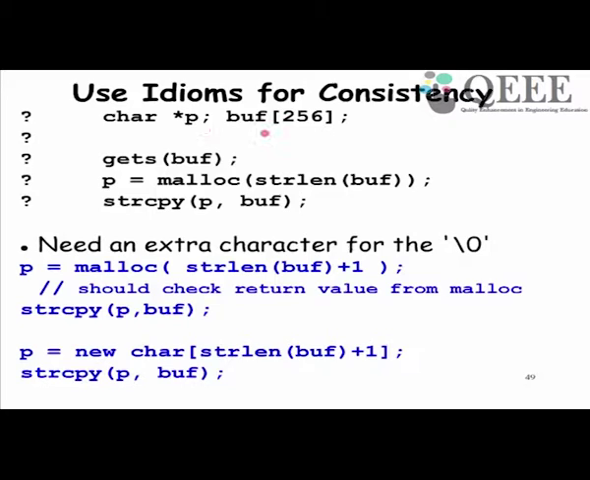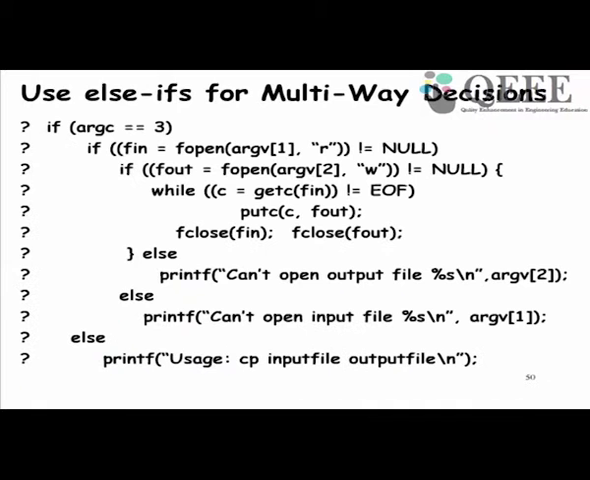So this is a buffer of 256, and then we allocated memory of size buffer, and then string copied buffer to P, and then we remembered that there is an extra character for \0, and we wrote this. But then this is the idiom, and then we should check the return value for malloc. This is not the idiom. So if you know the idioms, then not only can somebody else understand, but it becomes less error prone.